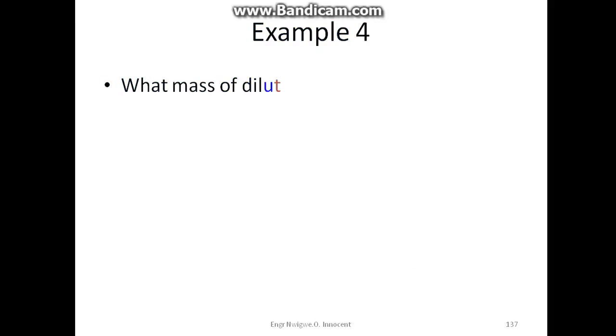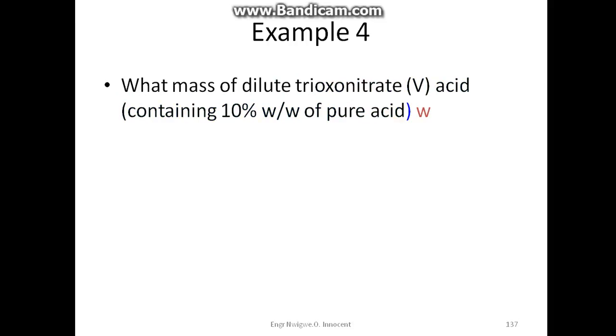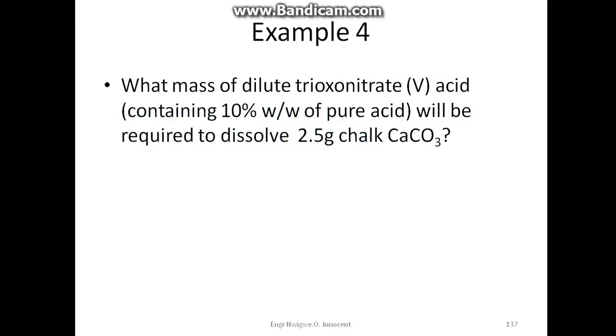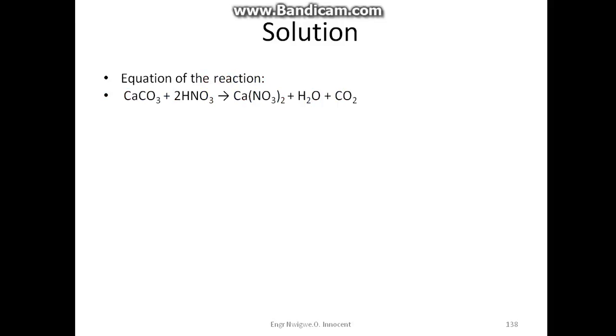Example 4. What mass of dilute trioxonitrate(V) acid containing 10% weight per weight of pure acid would be required to dissolve 2.5 grams of chalk, calcium trioxocarbonate? Solution. Equation of the reaction: calcium trioxocarbonate plus trioxonitrate(V) acid gives calcium trioxonitrate(V) and water and carbon(IV) oxide.